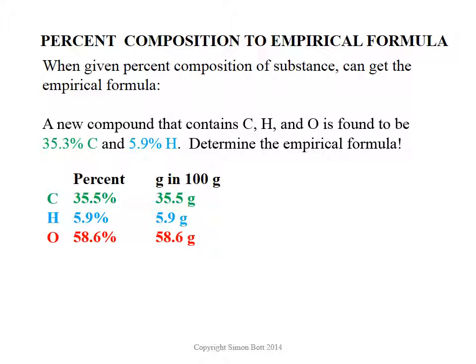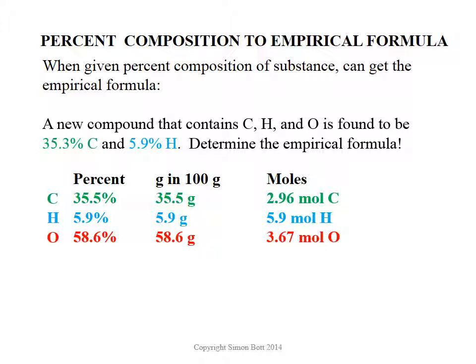Once we have mass, of course, it doesn't matter whether it's mass in 100 grams, mass in 50 grams, mass in 1,000,000 grams, we can convert that to moles. So our moles in that 100 grams, we got 2.96 moles of carbon, we got 5.9 moles of hydrogen, and we have about 3.67 or so moles of oxygen.